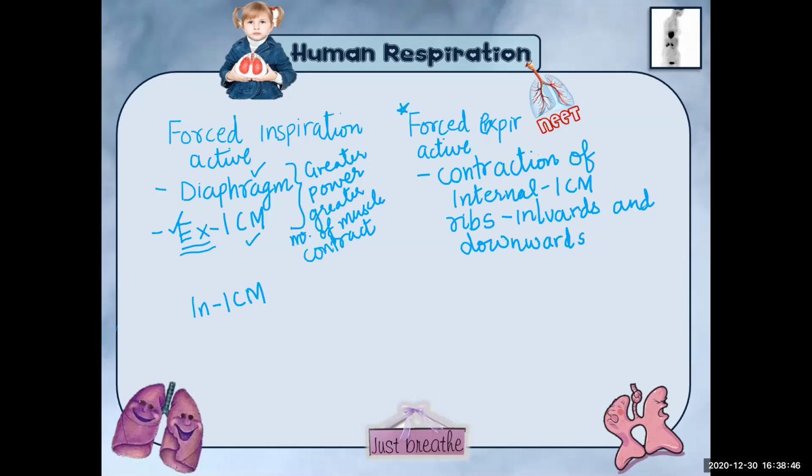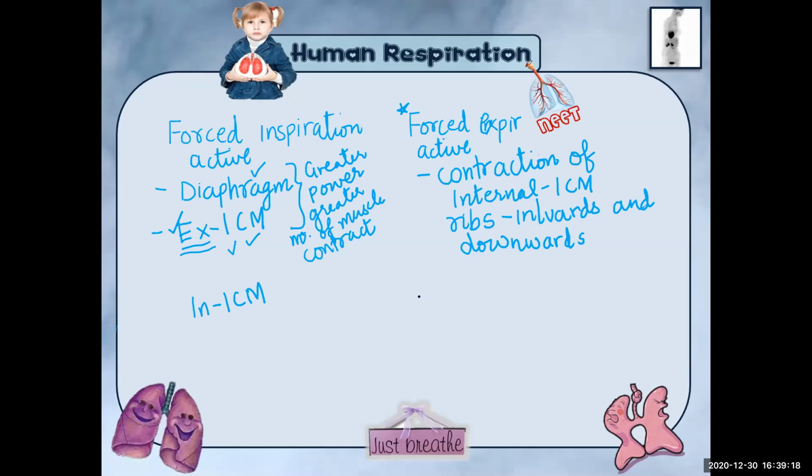ठीक है. Now if you remember, relaxation of external intercostal muscles was pushing the ribs inwards and downwards, right or no? That means whatever is caused by relaxation of external intercostal muscle is caused by contraction of internal intercostal muscles. So this basically helps in forced expiration.